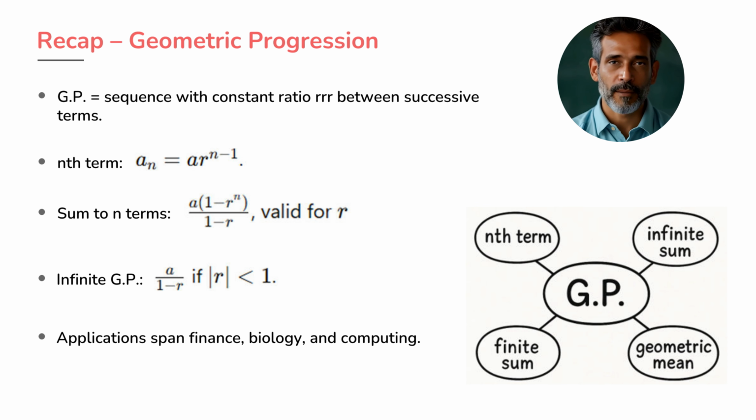Time to wrap it up. A geometric progression is a sequence where each term is obtained by multiplying the previous by a constant ratio r. The nth term is given by a sub n equals ar to the power n minus 1. The sum of n terms is a into bracket 1 minus r to the power n close divided by 1 minus r for r not equal to 1. For infinite series where absolute value of r is less than 1, the sum is a divided by 1 minus r.